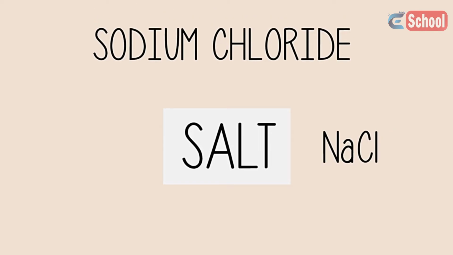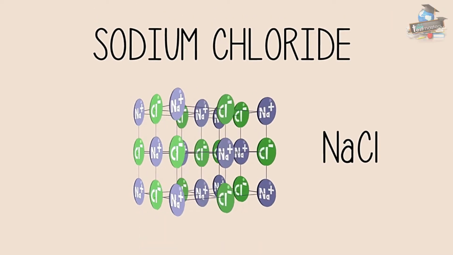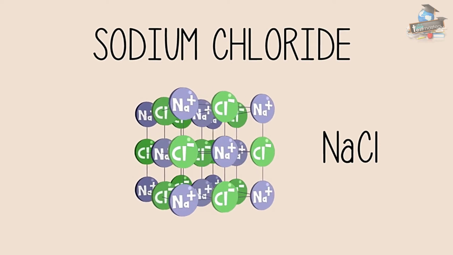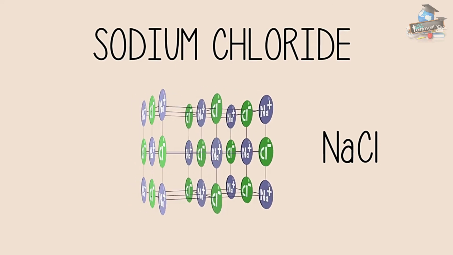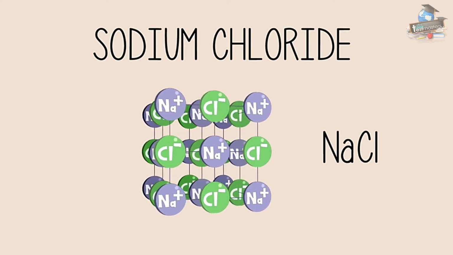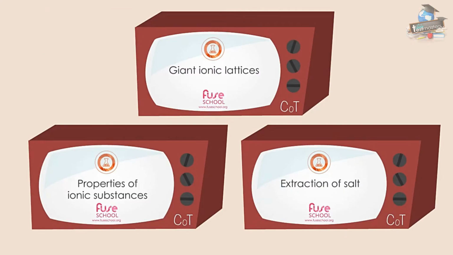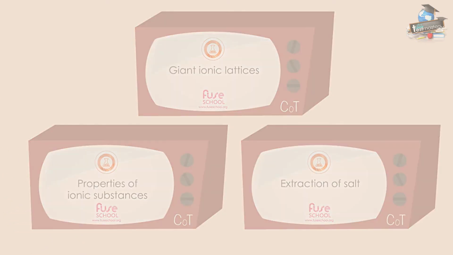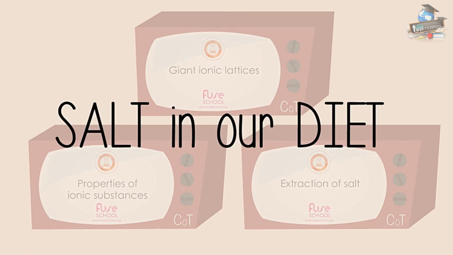You may already know that salt is the common term for sodium chloride, which is an ionic compound consisting of sodium ions and chloride ions arranged in a 3D lattice structure. You can learn more about the properties and the extraction of salt in other videos on this channel. In this particular lesson, we will concentrate on the importance of salt in our diets.